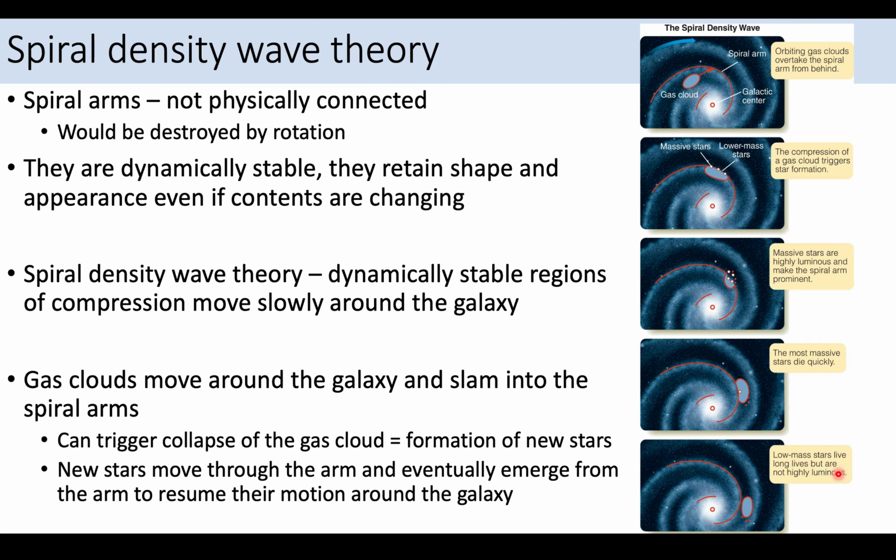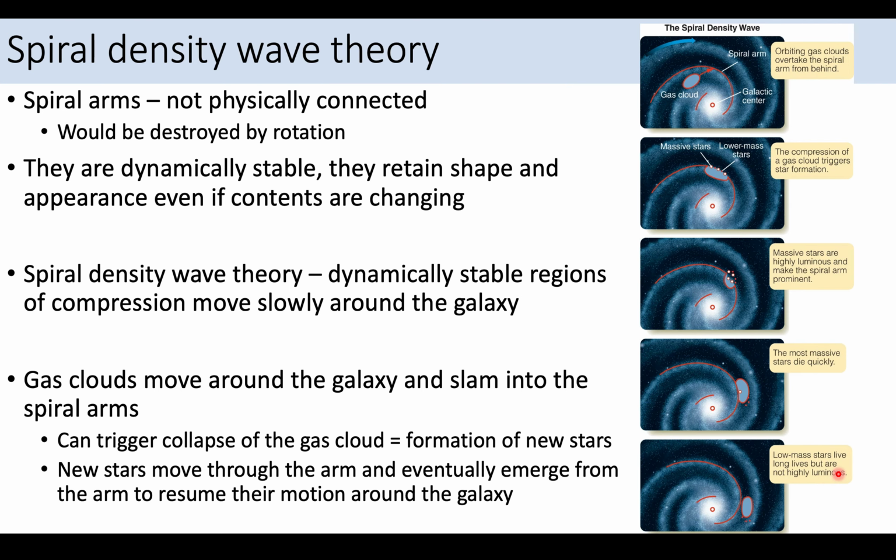So when we're thinking about spiral arms, we think about the spiral density wave theory. So spiral arms are not physically connected at all, because if they were, they would be destroyed by that differential rotation that we talked about. However, they are dynamically stable, in that the spiral arms actually retain their shape and their appearance, even if the contents are changing all the time.